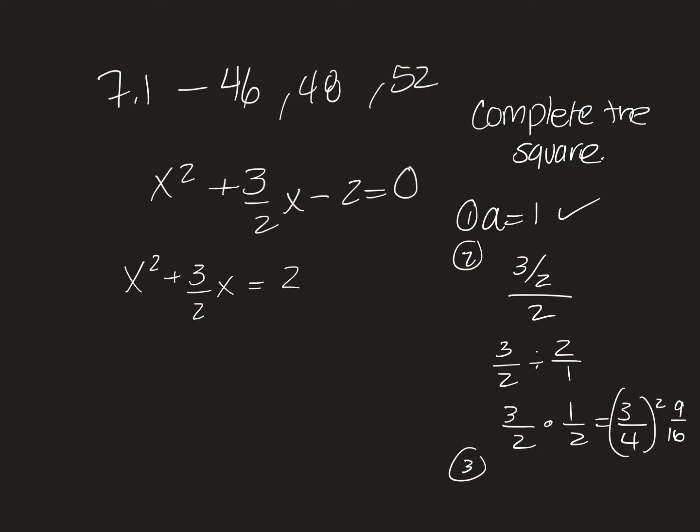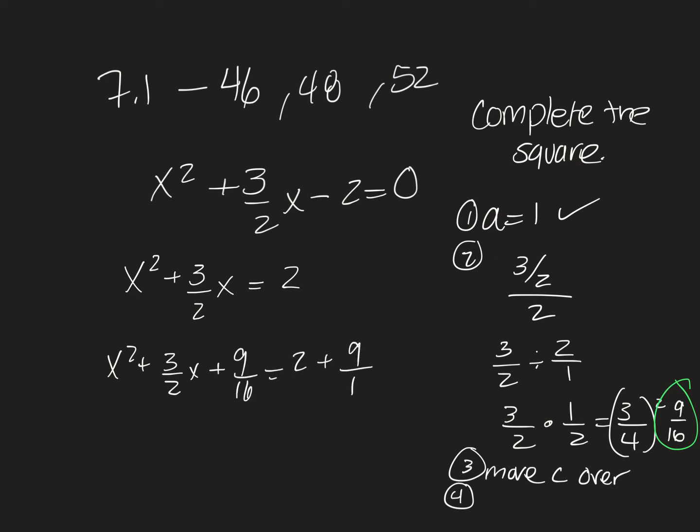So step 3 is move c over. And then we add our answer from here. So this guy, we're going to add it to both sides. So x squared plus 3/2 x plus 9/16 equals 2 plus 9/16. Then we have to make this guy into a fraction, right? And we'd have to make him 16.